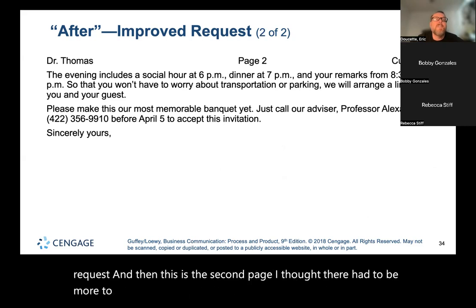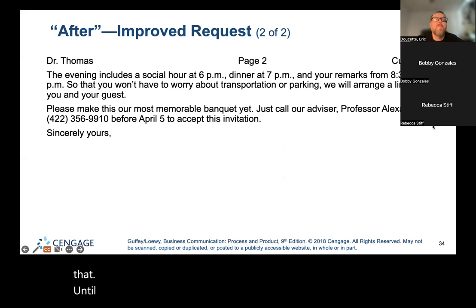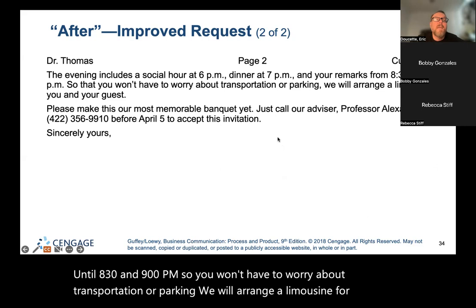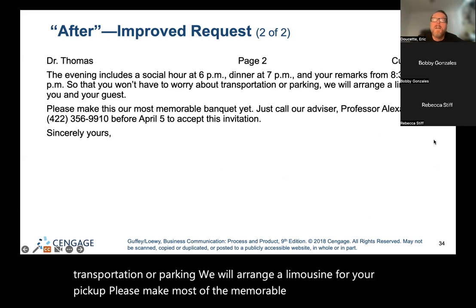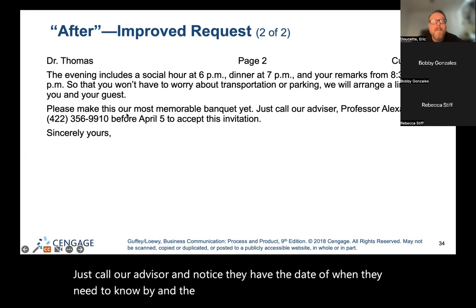Dr. Thomas, the evening includes a social hour at 6, and your remarks at 7 until 8:30 or 9 p.m. So you won't have to worry about transportation or parking. We will arrange a limousine for your pickup. Please make it the most memorable banquet yet. Just call our advisor, and note they have the date they need to know by and the phone number. So this is a perfect example of that.